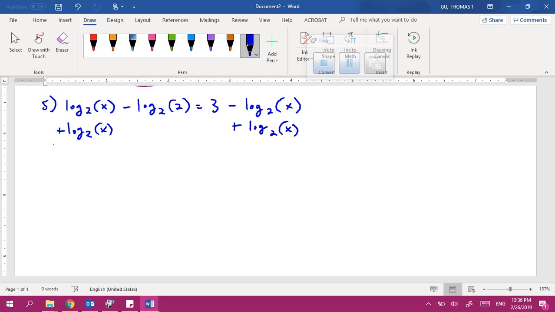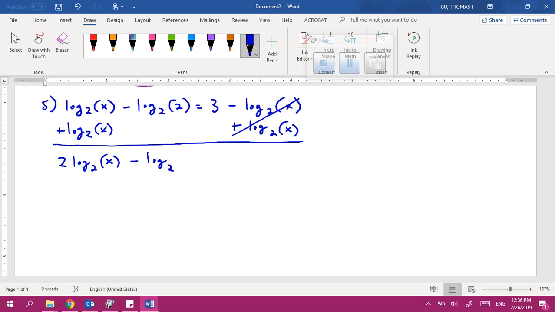Now notice when I write plus log base 2 of x, I'm writing it right under the other log base 2 of x. Because if I take one log base 2 of x and I add another log base 2 of x, how many log base 2 of x's do I have? 2. So I just write 2 log base 2 of x, right? Because I've got 2 of them.